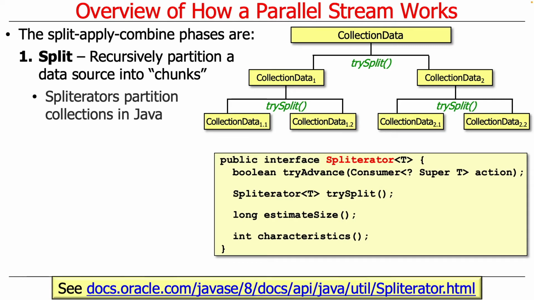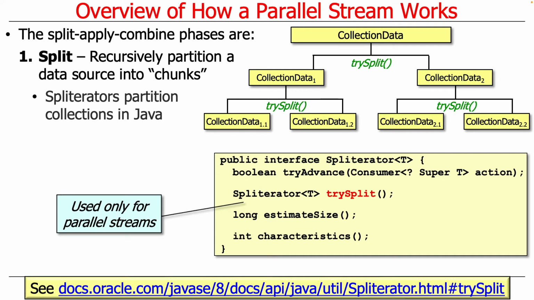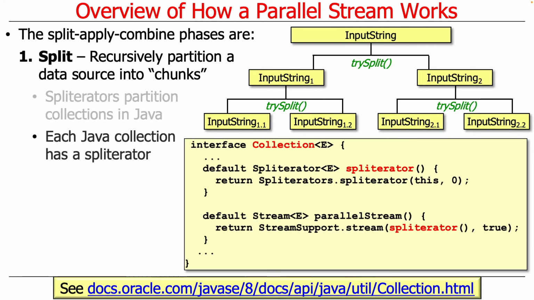So the splitterator is the means for doing this in Java, and it typically works on collections, although you can do other things with splitterators. And this is what the splitterator interface looks like. It's got a bunch of methods, the most important of which are try advance and try split. All the collections in Java come out of the box with splitterators defined for them. The try advance method is used primarily for sequential streams, and for portions of parallel streams. The try split method is only used for parallel streams, because we're trying to split things up into multiple chunks so that we can run those chunks in different threads in the common fork-join pool, which will show up here in a second.